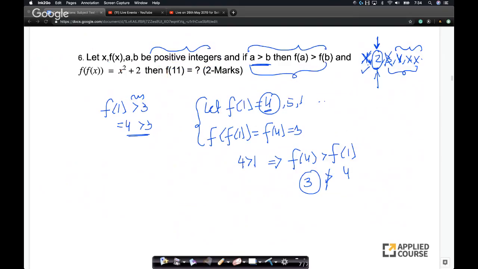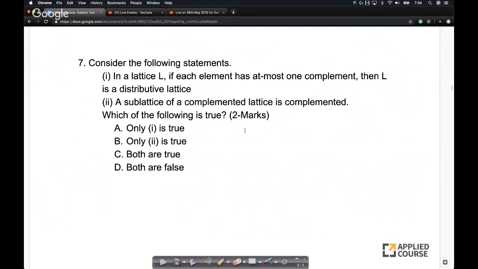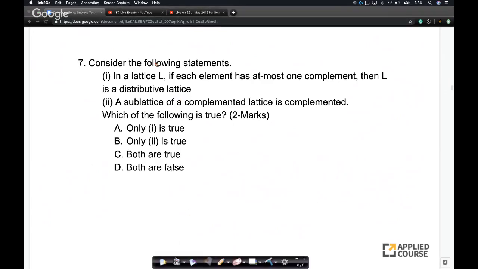Okay, sounds good. So let's go to the next question now. There are some slightly harder questions here. Okay, so let's look at this. What does it say?